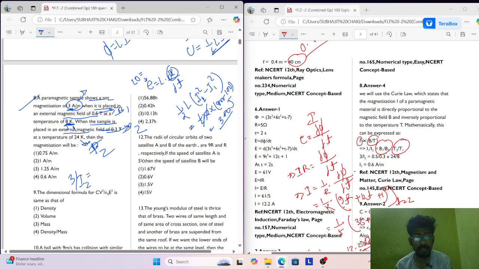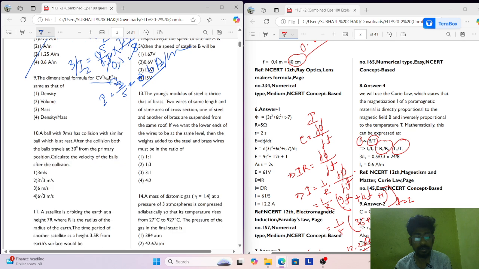B1 by B2 means 0.5 divided by 0.3, and T2 by T1, T2 is equal to 24, T1 is equal to 8. So 5, so I2 will be equal to 5 by 3. Sorry, 3 by 5. 3 by 5 equals 0.6 ampere per meter. So therefore option number 4 will be your correct option.